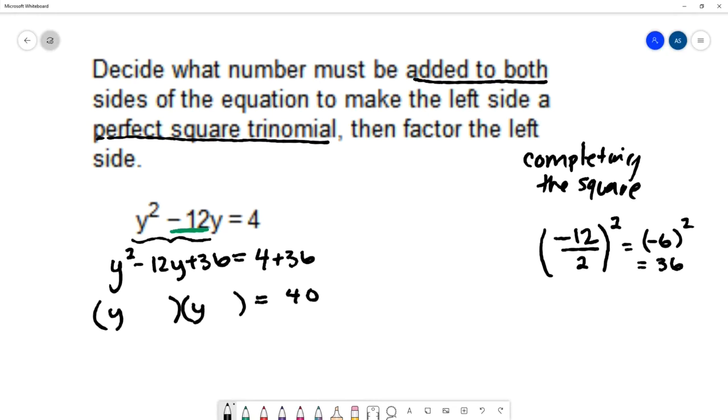y times y is y squared. 6 times 6 is 36. We need minuses to create the negative 12y in the middle. And you see that both of these factors are the same, so we can write it as a square. So y minus 6 times y minus 6 is y minus 6 squared.